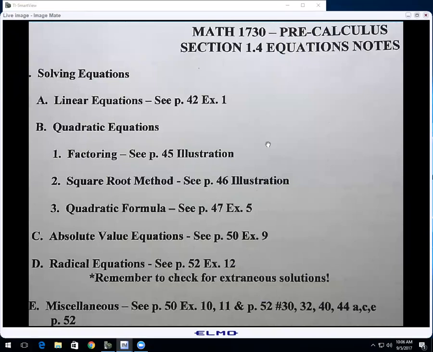Hour is solving equations. Now, in college algebra, we had a day to solve linear equations, and then we had 2 days to solve quadratic equations, and then we had a day to solve absolute value equations and a day to solve equations with radicals in them. Today we have 1 day to review all that.